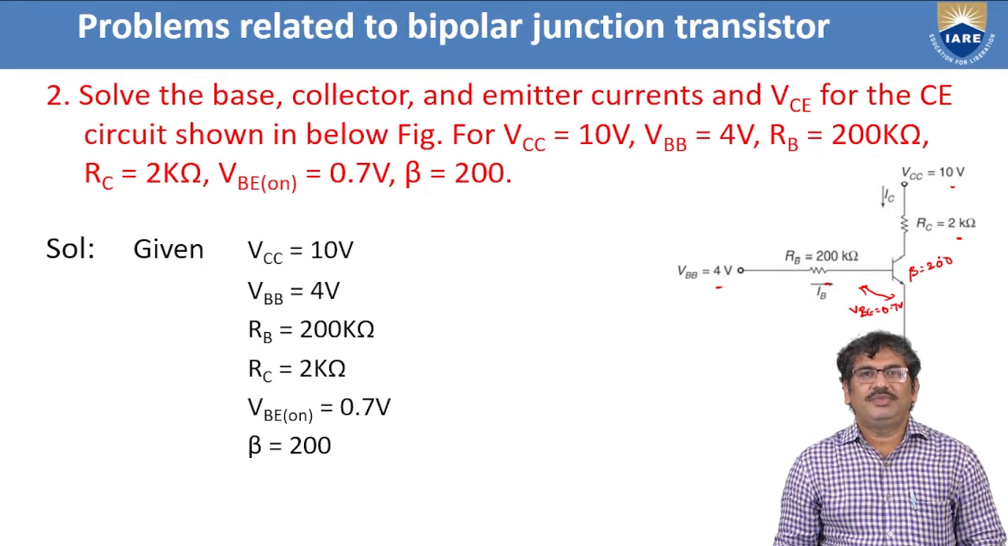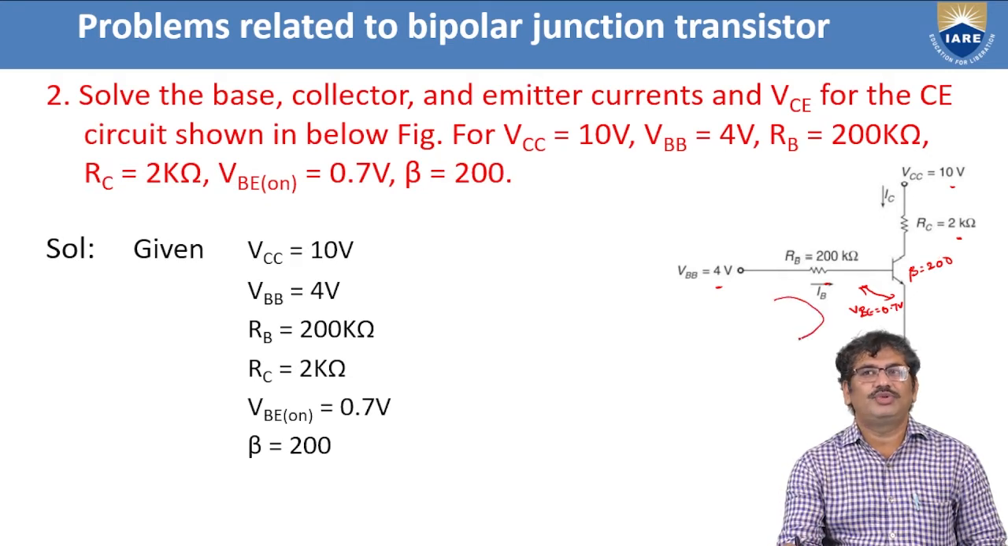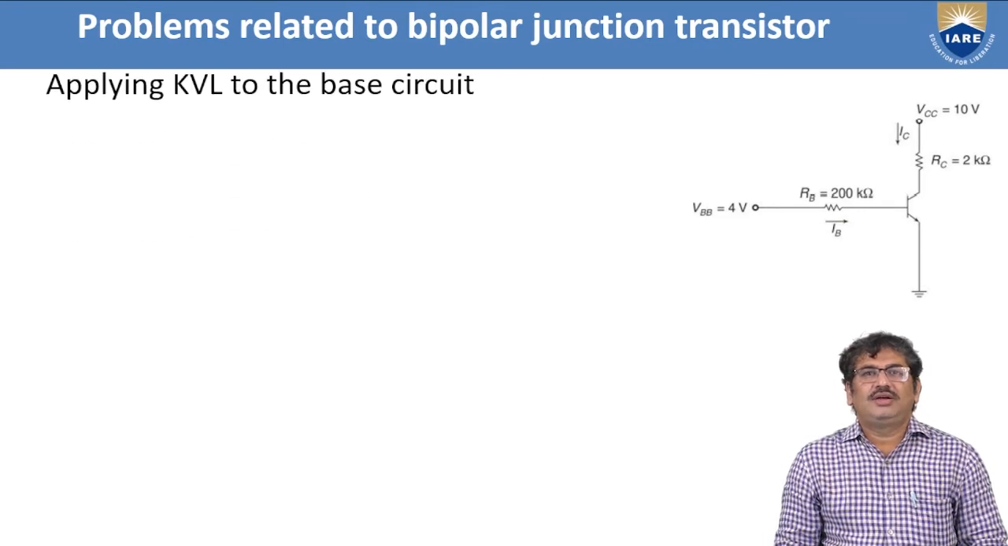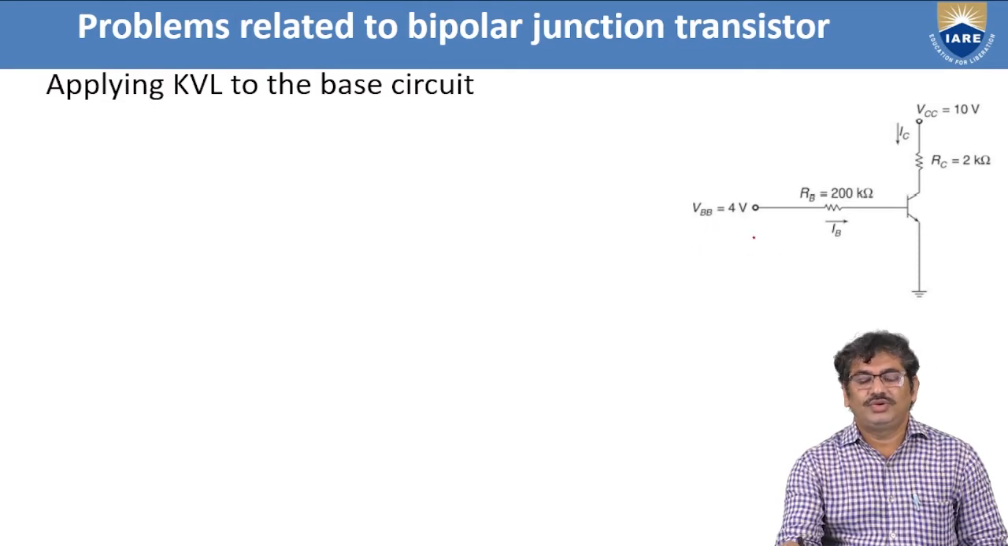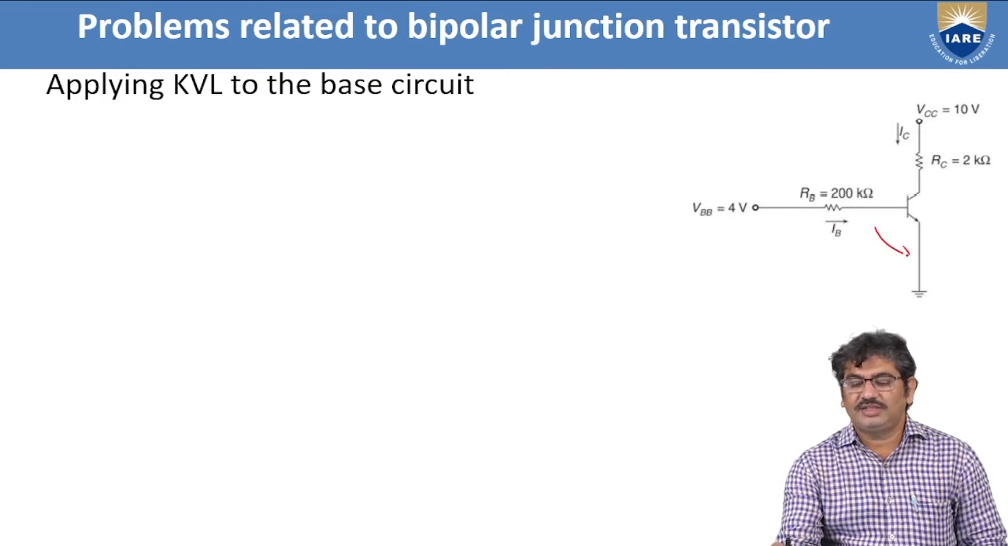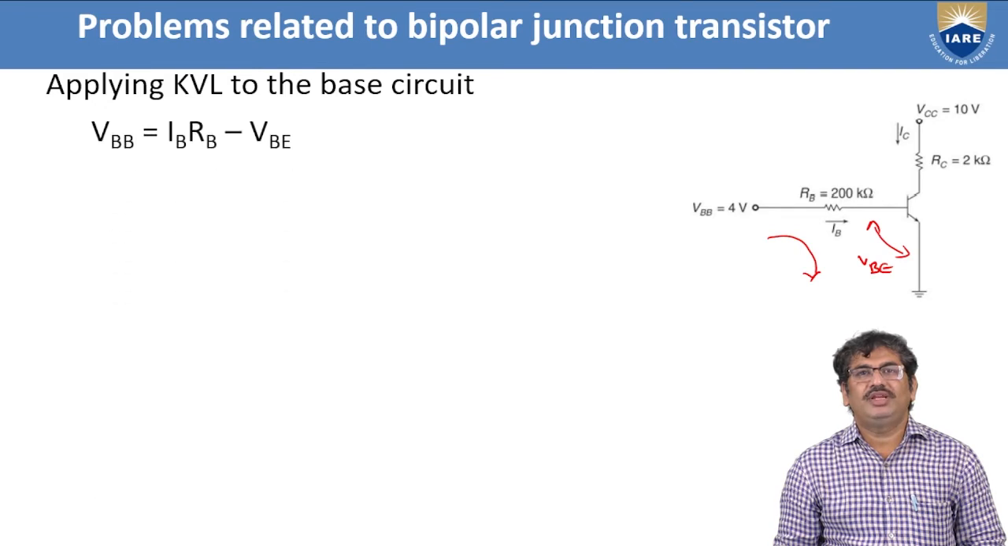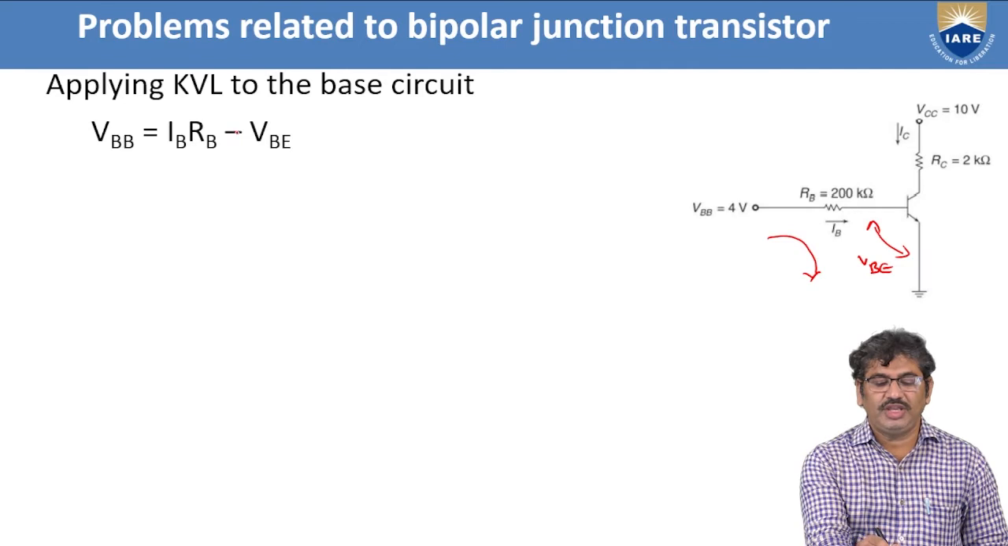First, we will estimate the base current by writing the KVL expression at the input circuit. The KVL expression at the base circuit, that is the input circuit, is given as VBB is equivalent to the voltage drop across RB, which is IB into RB, plus the voltage between base and emitter, which is VBE. By writing the KVL expression at the input circuit, we get the expression as VBB is equivalent to IB into RB plus VBE.